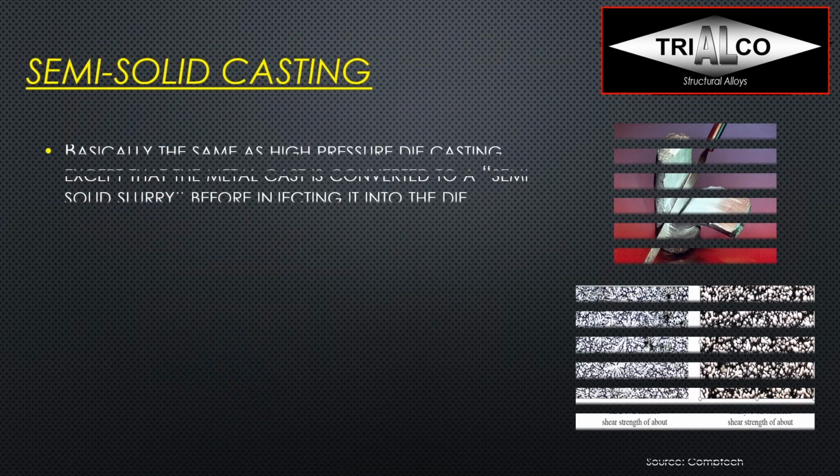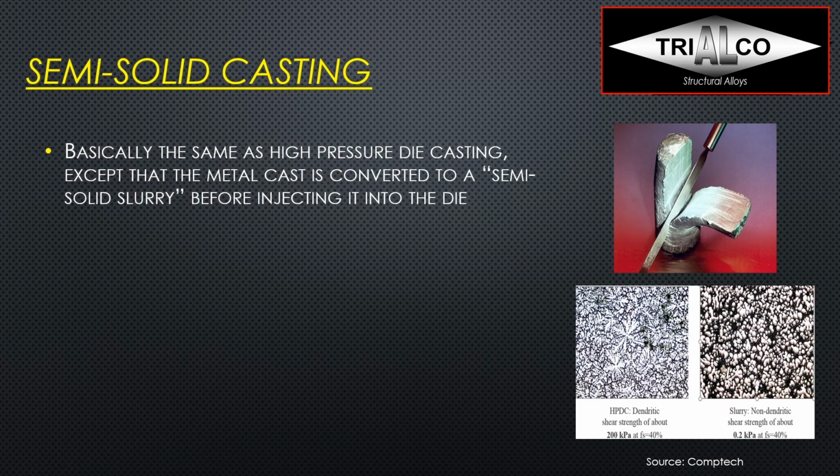So now on to semi-solid casting. It is very similar to high pressure die casting. You're using the same die casting machine. You can even switch from one process to the other. This picture here is a typical picture you can see in any semi-solid forming presentation, that with a knife, you can just cut through the metal as if you're cutting through warm butter. So that would be the semi-solid slurry.